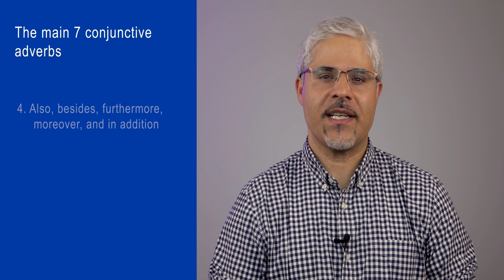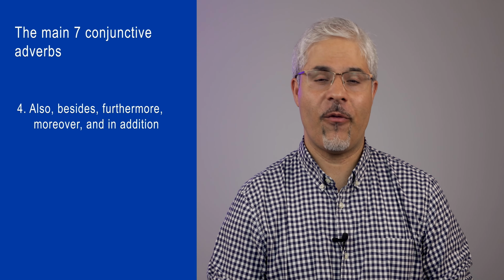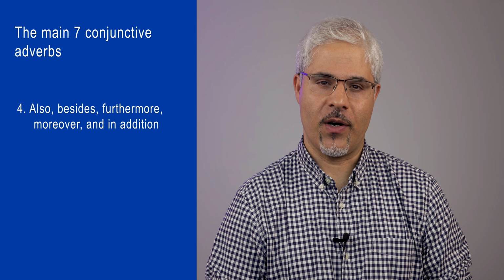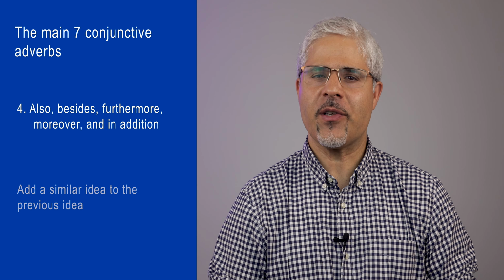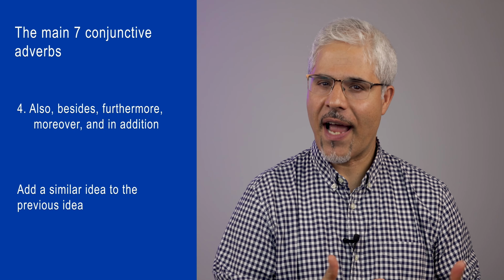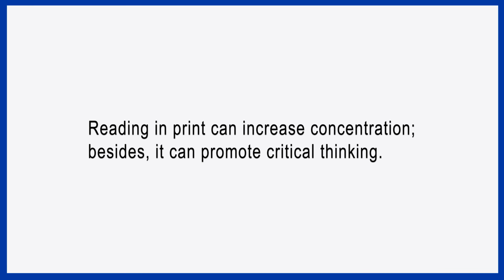The fourth category of conjunctive adverbs consists of also, besides, furthermore, moreover, and in addition. These conjunctive adverbs are used to add a similar idea to the previous idea. Reading in print can increase concentration; besides, it can promote critical thinking.